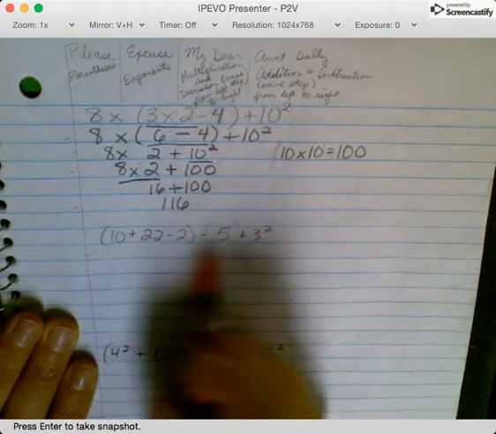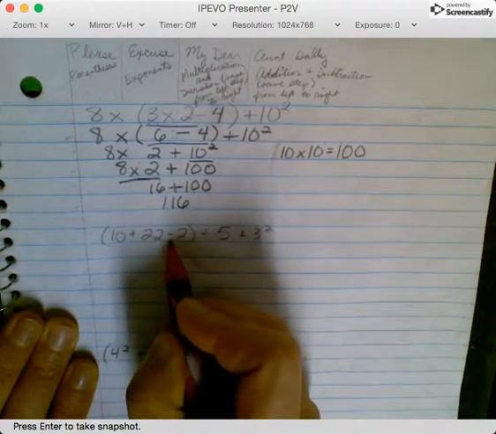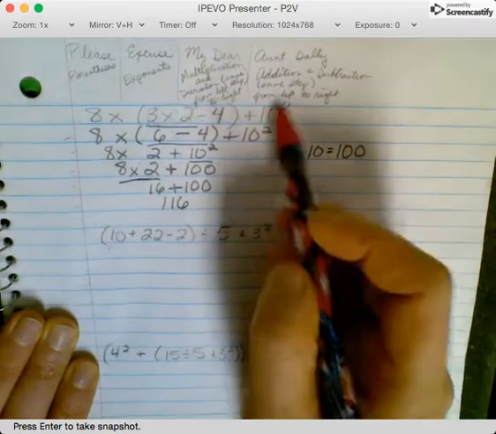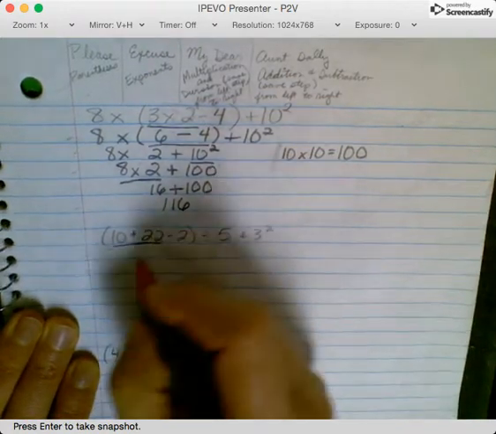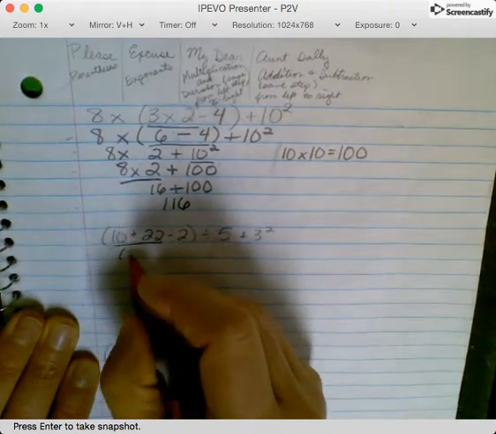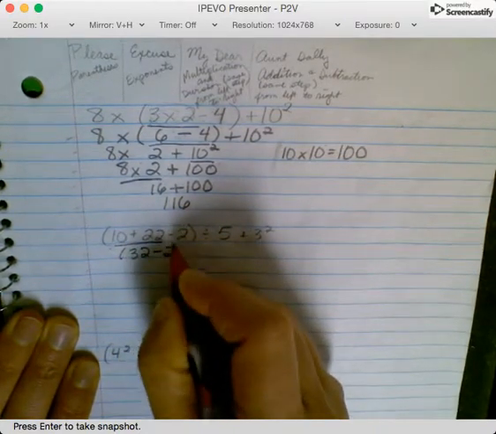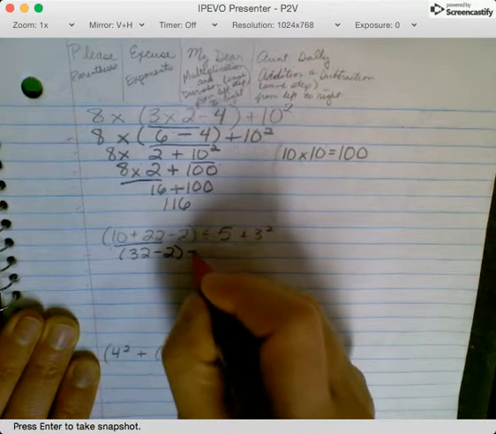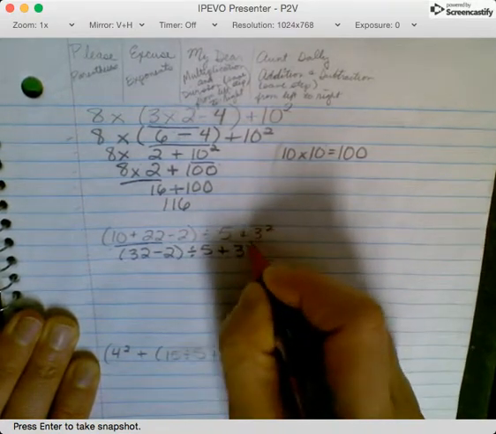Please excuse my dear Aunt Sally. I have parentheses. I have addition and subtraction. So first, since addition is on the left, I do that. So 10 plus 22 is 32. And then I'm just going to leave the rest of it the same. 32 minus 2 divided by 5 plus 3 squared.